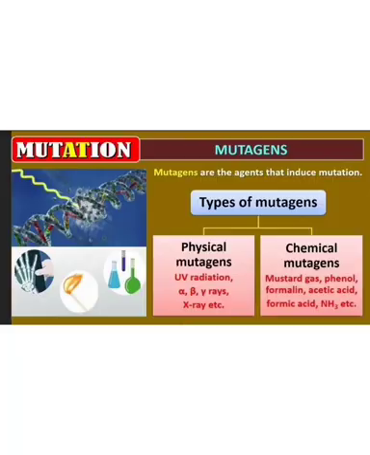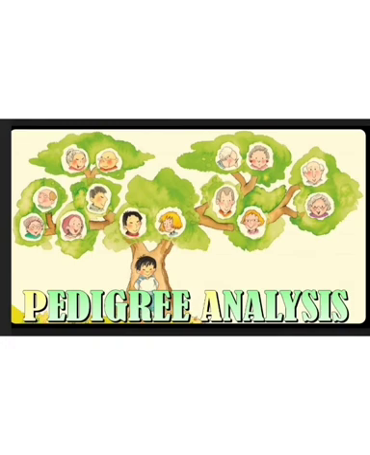Clear? The substances which cause mutation are generally called mutagens. They may be physical or chemical. Ultraviolet radiation, alpha, beta, gamma and X-rays are examples of physical mutagens. Mustard gas, phenol, formalin, acetic acid, formic acid, ammonia, etc. are examples of chemical mutagens.